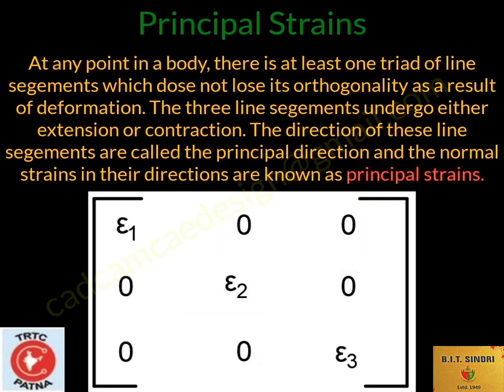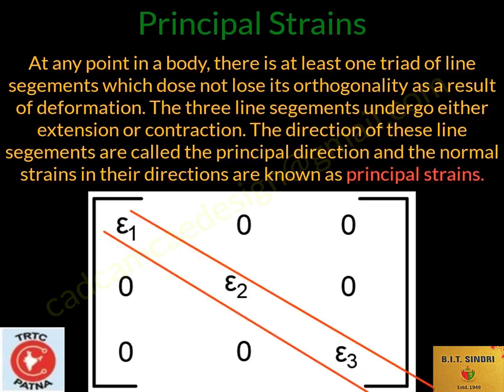The strain matrix associated with the principal directions can be easily written as normal strain in 1, normal strain in 2, normal strain in 3. So all shear strain values are 0, where normal strain 1, normal strain 2, normal strain 3 are the principal strains.